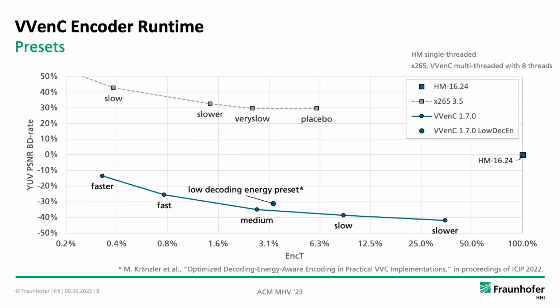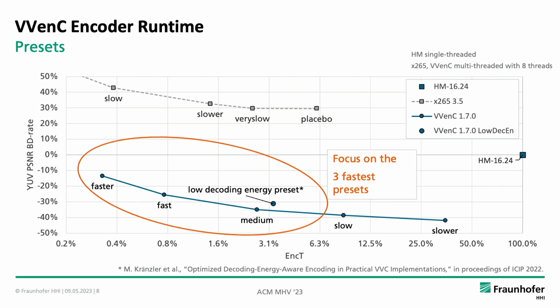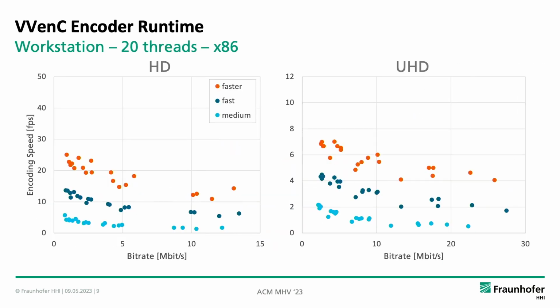So the VVenC encoder runtime is shown in relation to the HEVC reference software, but in order to give you a better picture, you also have the relation to x265. So the faster preset of VVenC is comparable to the slow preset of x265 on an x86 platform. So this is just to give you an idea. So we will focus on this preset. I have to come to the end, I see.